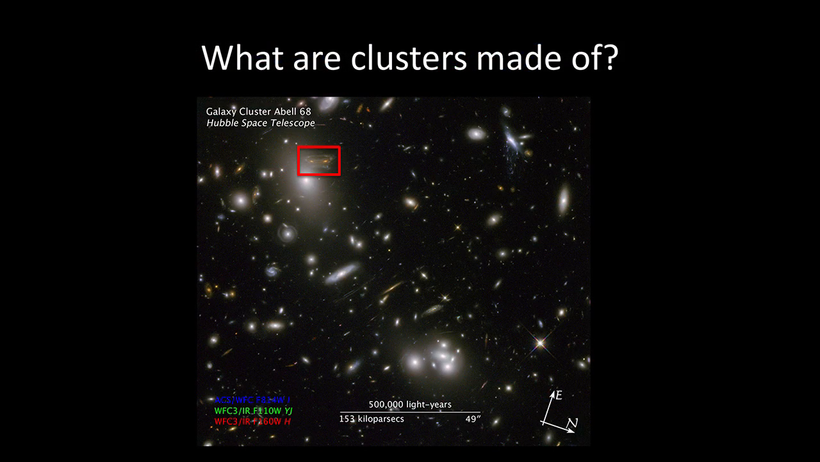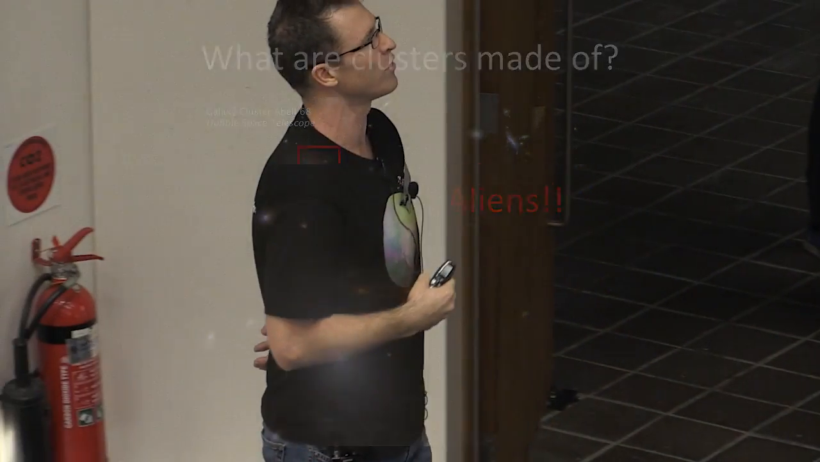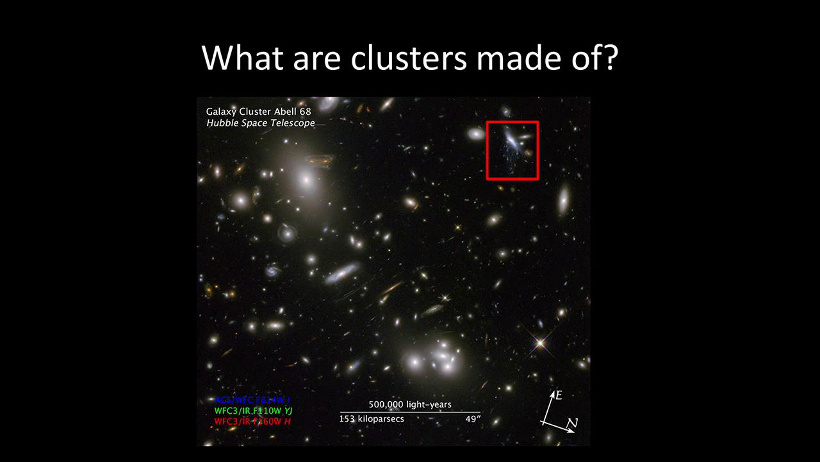You might have also noticed a weird object that I've highlighted here in this cluster. And this is actually not an alien. This is a phenomenon called gravitational lensing, where a galaxy very distant in the background behind the cluster gets distorted. The light from that galaxy gets distorted by the huge mass and gravitational potential of the cluster, and I'll talk a little bit more about that again later.